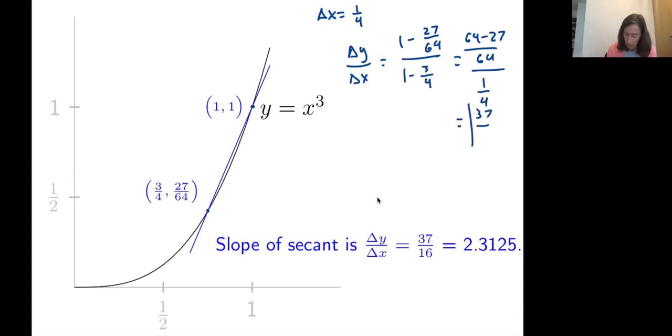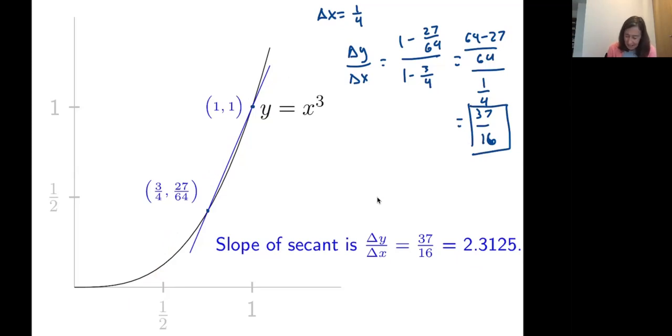That is what it is, and you can check me on that. Okay, that's a slope, and that's bigger than the slope that we got with the larger delta x. So when we took our secant line over a bigger change in x, it went from here to there, we got a flatter line, smaller slope than we're getting with the closer approximation here.